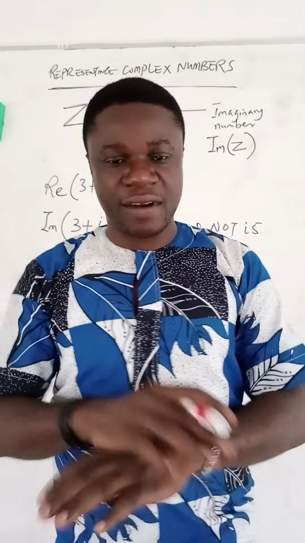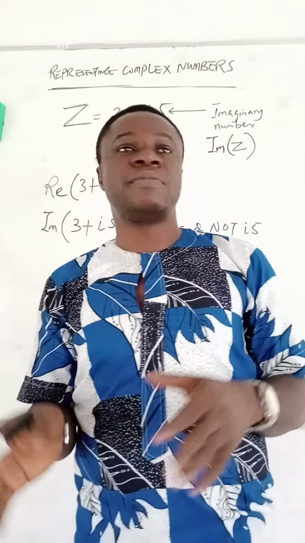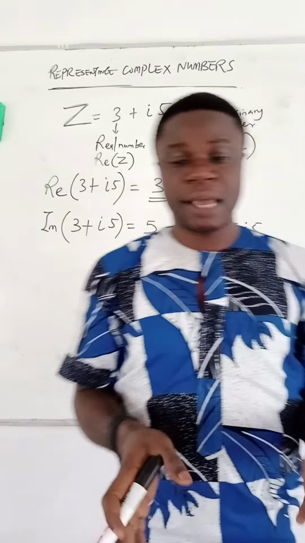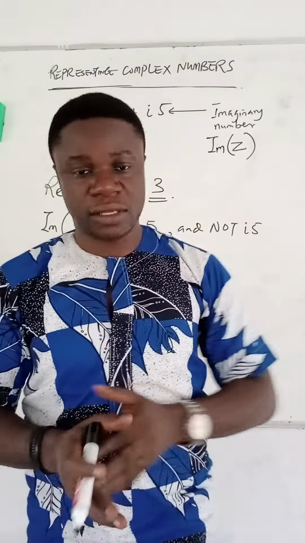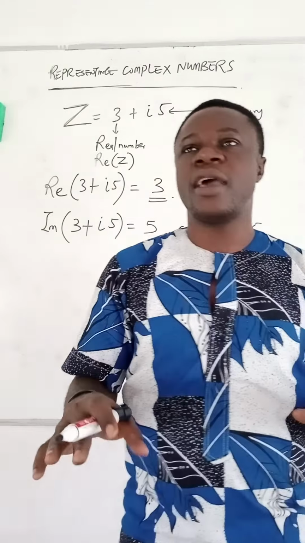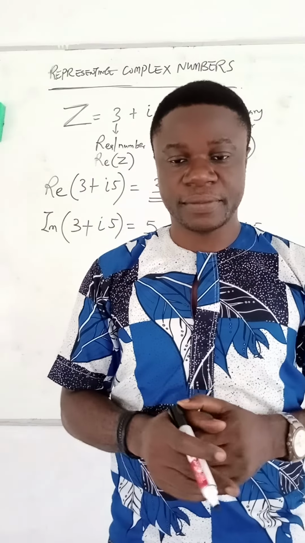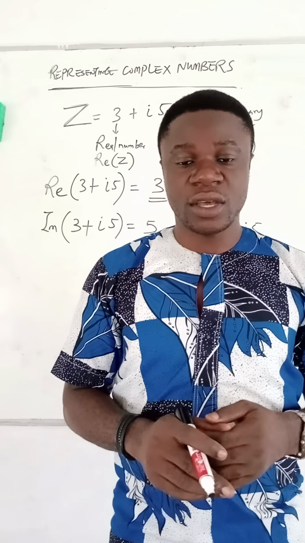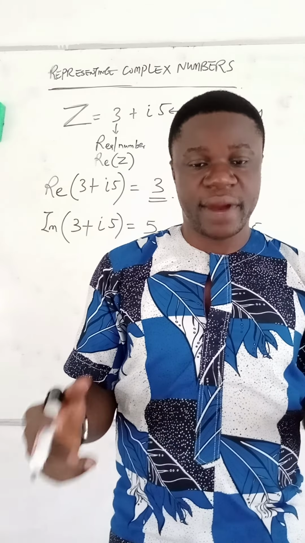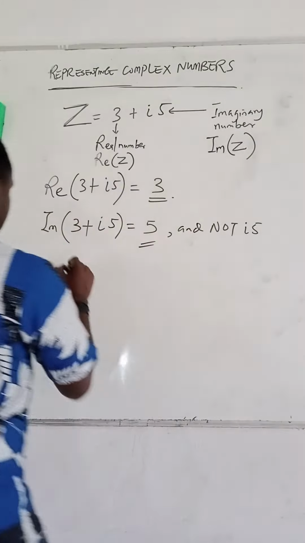I believe it's very clear now. So that is how to represent a complex number in terms of the real number and the imaginary number part. I believe there is no ambiguity with that. If there is no ambiguity, we can also write something like this. What if we have a problem like this?